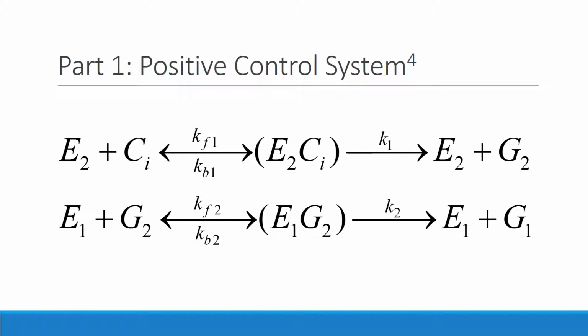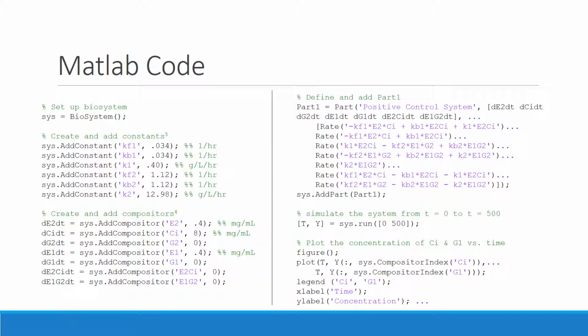However, to look at how the system would work without the negative feedback, we're going to look at just the positive control system. As you can see here, we have E2, which is cellobiohydrolase, breaking down cellulose, CI, through the use of an intermediate to form cellobiose, G2. Cellobiose is then broken down even further by E1, which is beta-glucosidase, through another intermediate to form G1, which is glucose. So the system was simulated in MATLAB using the biosystem code.